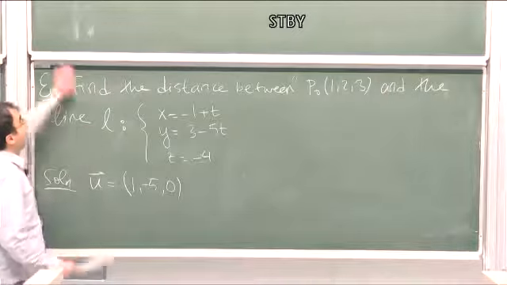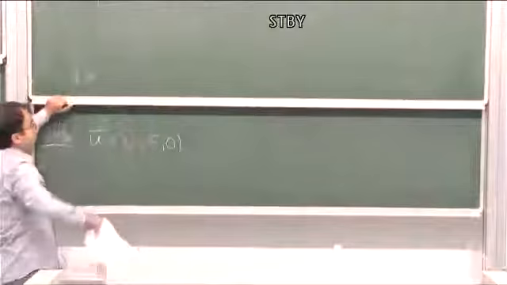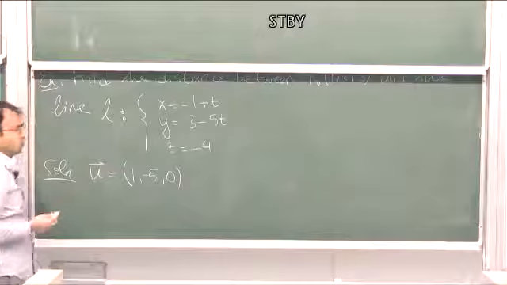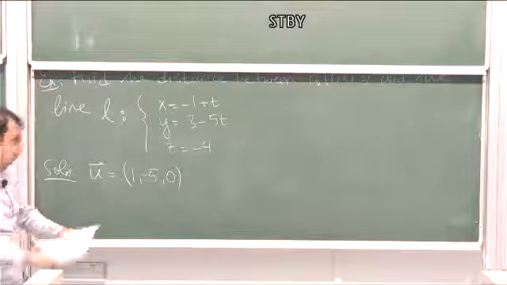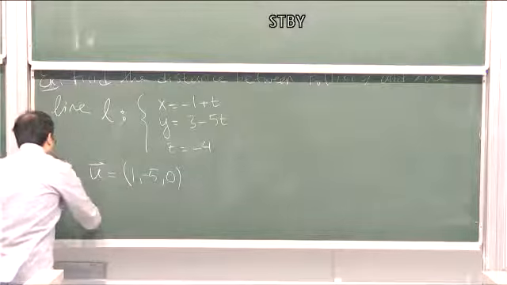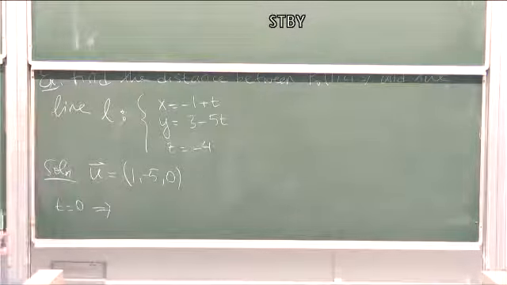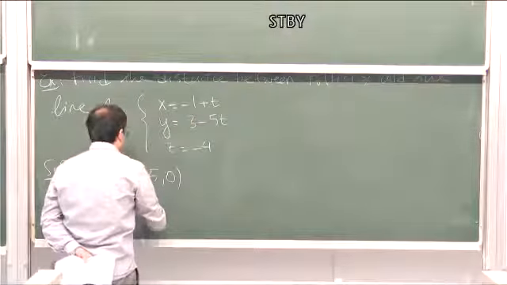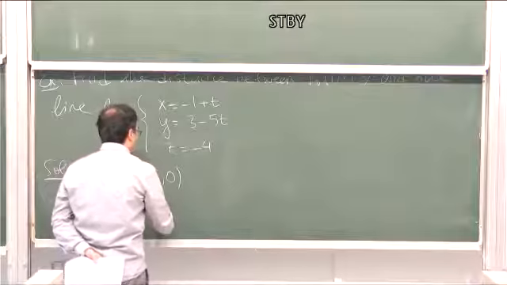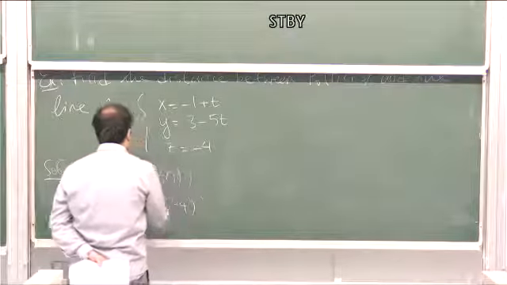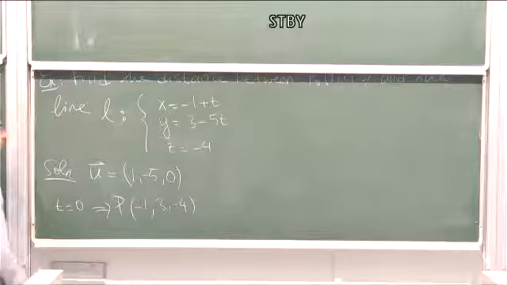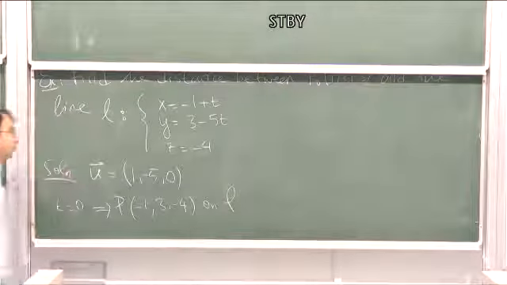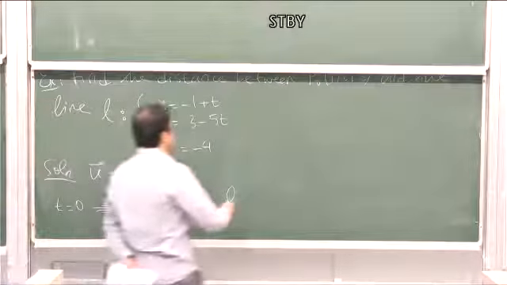Okay, so this is the direction vector. And, okay, I need now p, a point on the line. And to find it, you know what we do. We put some value for t. For example, I put t equals 0. If I put t equals 0, what do I get? I get x as -1, y as 3, z as -4. So this should be a point on the line L.